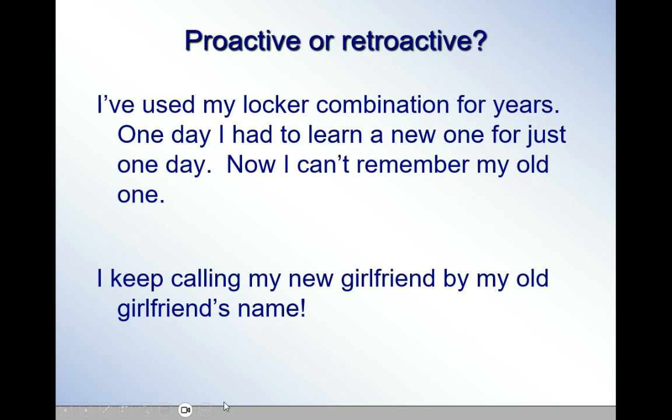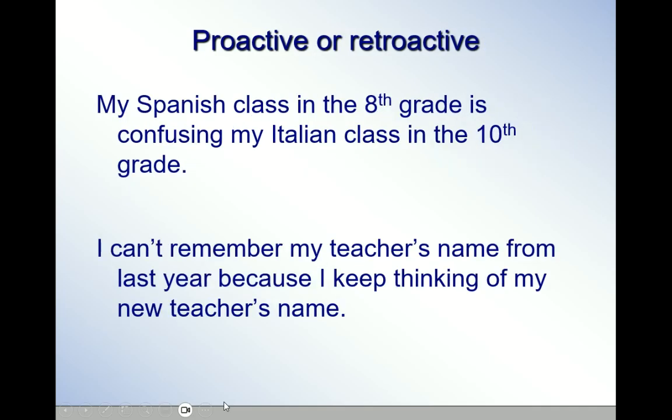All right. I keep calling my new girlfriend by my old girlfriend's name. Ooh, ouch. So that's old getting in the way of the new. So that's proactive interference. Let's try a couple more. My Spanish class in the 8th grade is confusing my Italian class in the 10th grade. So you took Spanish in the 8th grade. Now you're taking Italian. Is it cucina or cocina? You know, you got to get that worked out, and they get in the way of each other. If old Spanish is getting in the way of new Italian, that would be proactive interference.